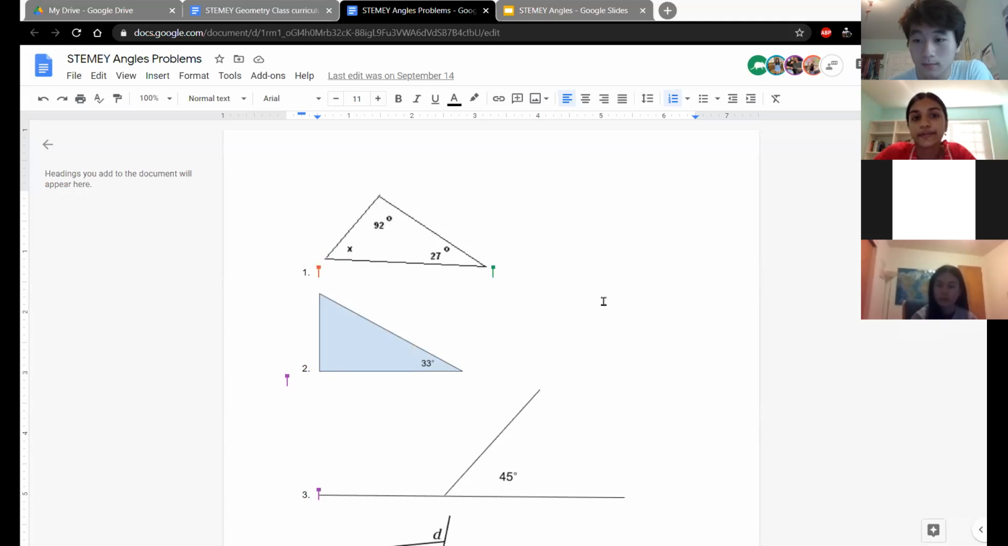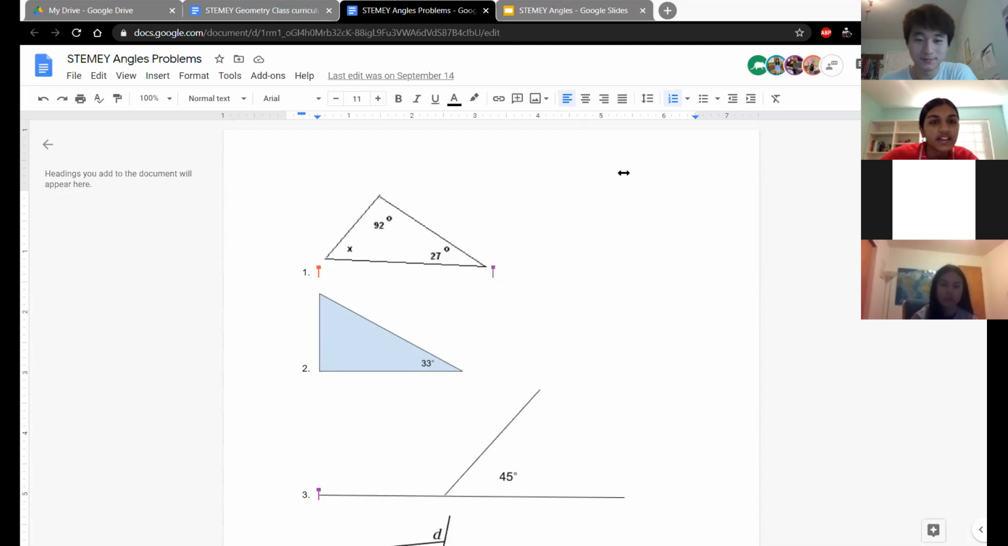Ishan? Okay, so the angles of a triangle add up to 180 degrees. So you add up the ones that you already know. 92 plus 27 is 119, and then 180 minus 119 is 61. Nice, that was fast. Good explanation. Okay, now keep in mind this is a 9-degree angle for number 2.